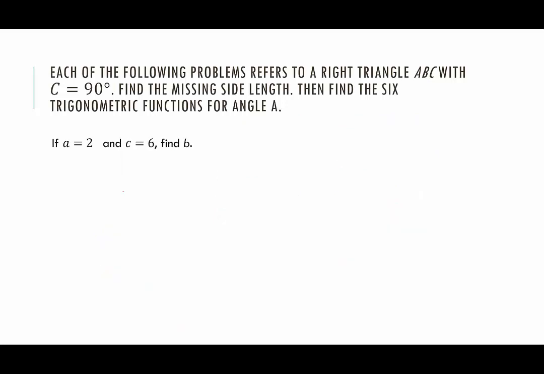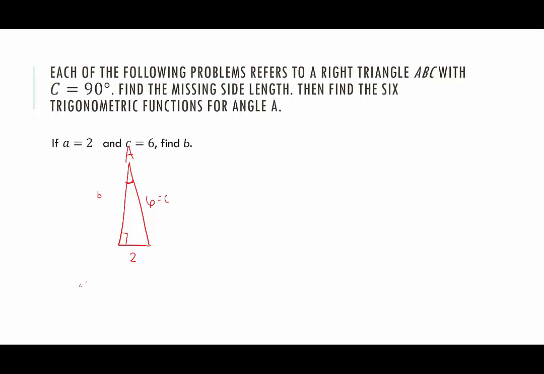Let's try it again. This time we're told that a is 2 and c is 6. First we need to find b, then we're going to look for the 6 trigonometric functions for angle A. So I'm going to do the best I can. Okay, great. So this is 6, this is 2. Because we know that 2 is side length a, that means that capital letter angle A is up here. So this time we're looking up here, and then this would be b over here. This is c, our hypotenuse.